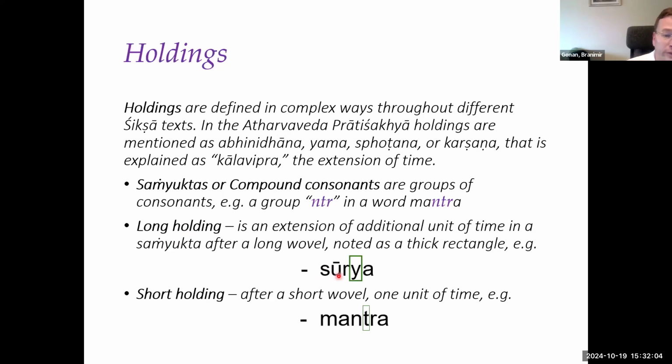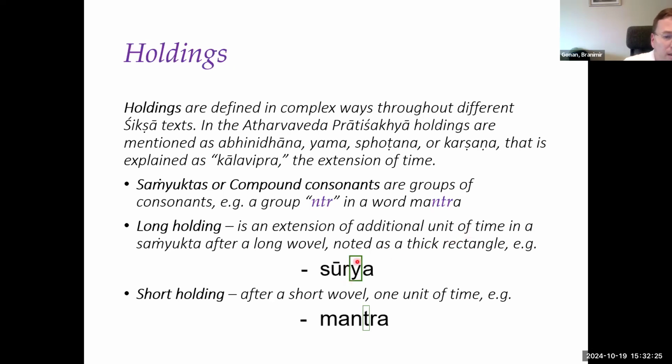So this is the 2 unit of time syllable. We call it dirgham, from the last presentation. And then we have r-y, so rya, and rya is samyutakshara. So before this samyutakshara, we need to give one additional unit of time.